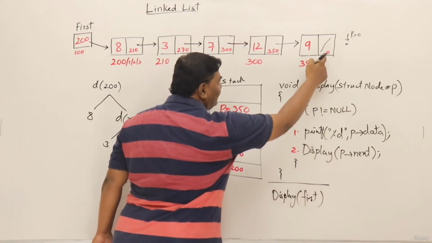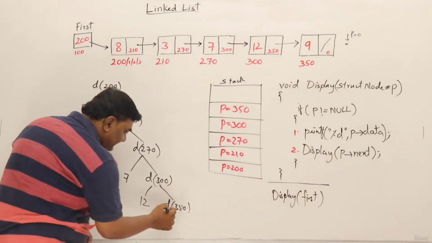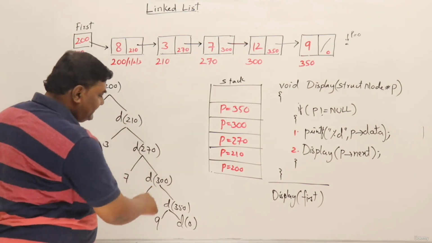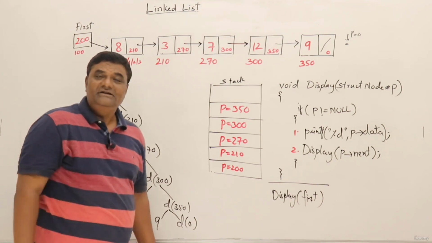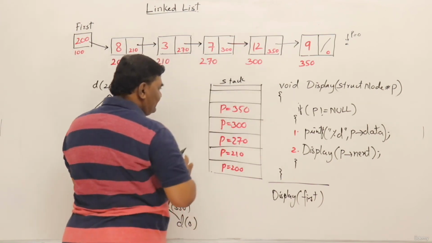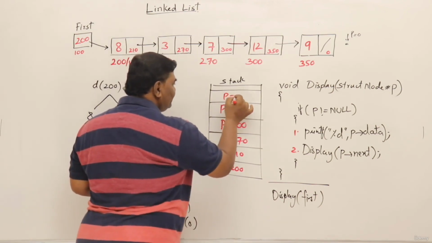Call itself on next, that is 0. So it will call itself D upon 0. Now again a new call. That 0 is nothing but null. So again an activation record is created, and in this activation record, P value is 0.